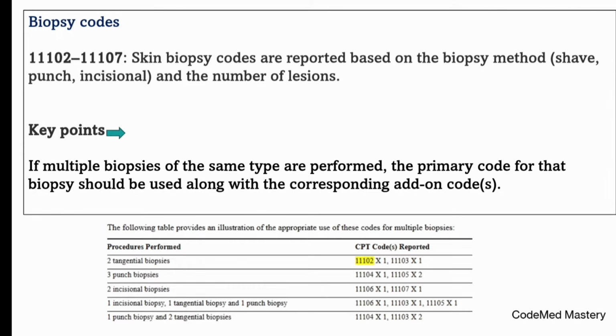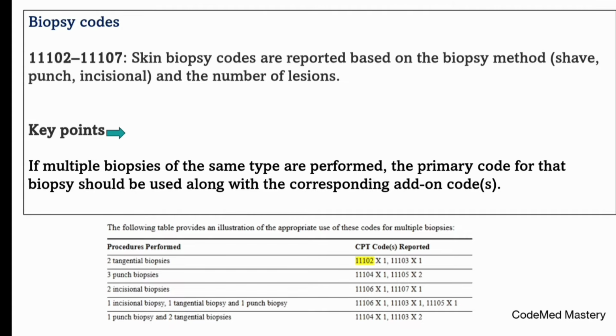The biopsy code range is 11102 to 11107. They are reported based on the biopsy method, whether they are using shave biopsy, that is tangential biopsy, or punch biopsy or incisional biopsy, and the number of lesions. The key point to remember is if multiple biopsies of the same type are performed, the primary code for that biopsy should be used along with the corresponding add-ons.